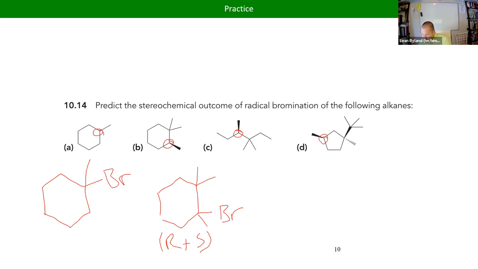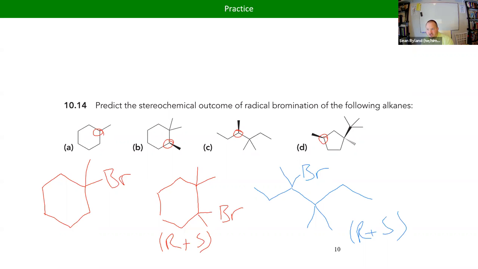For C, I'll change color for the sake of clarity here. And again, we still have R and S here. And so if you draw the wedges and the dashes for one of them, then you would just want to put plus EN to show the other one.